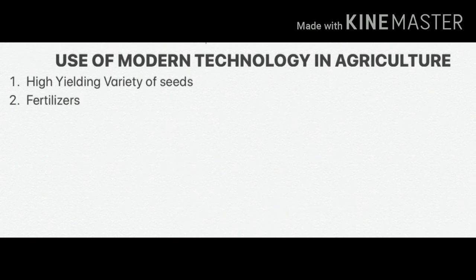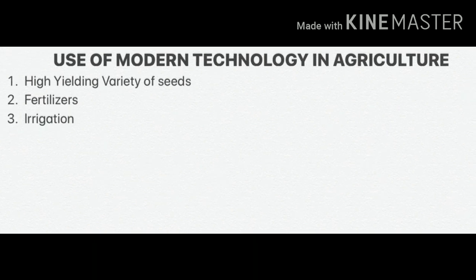Number two, fertilizers. Use of fertilizers constitutes a very important component of modern technological inputs in the agricultural field. The production and consumption of fertilizers has increased manyfold after the independence, and more so with the beginning of the Green Revolution era. Next we have is irrigation.